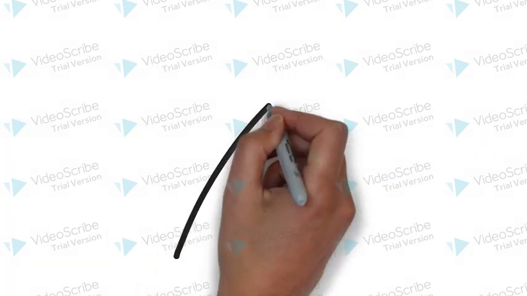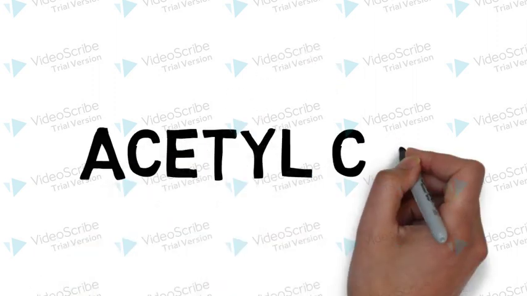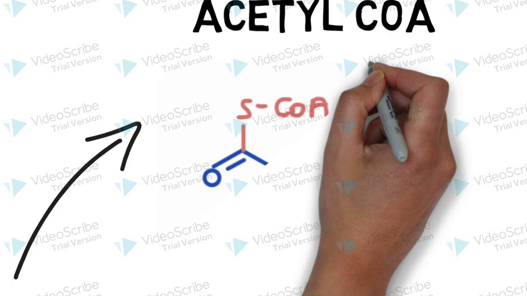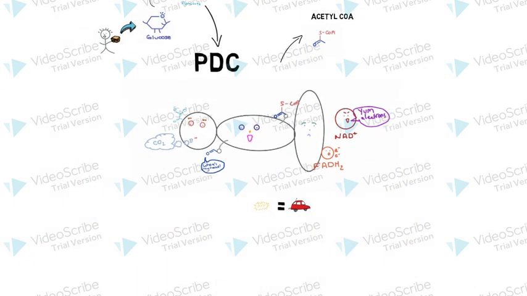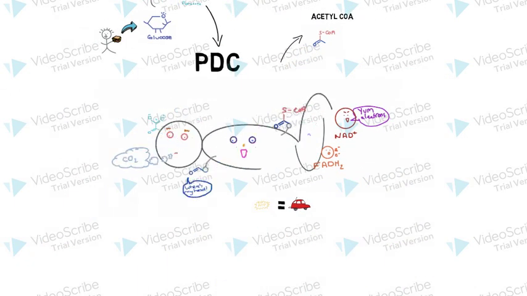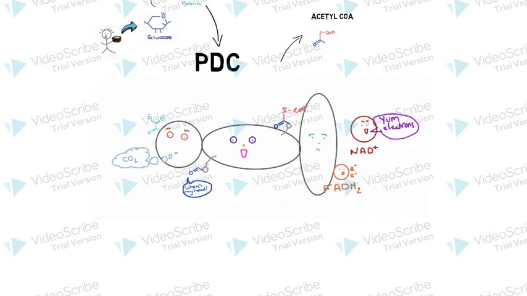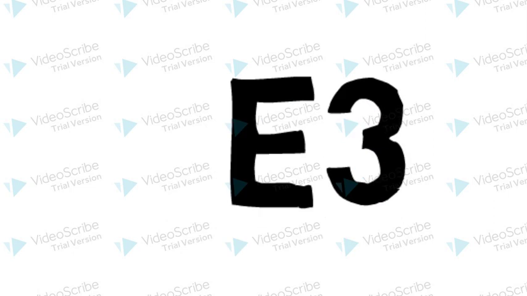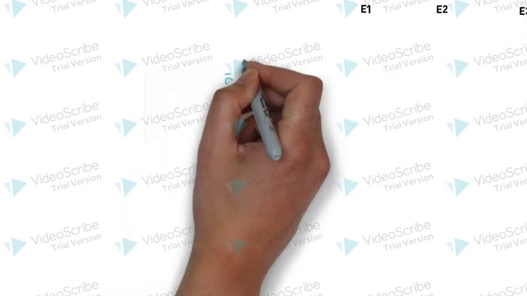The PDC takes pyruvate and converts it into a 2-carbon molecule called acetyl-CoA, which can then go through other processes and end up making ATP for energy. Here's how the PDC works. There are 3 main components of the PDC, E1, E2, and E3. Each have an important role in creating acetyl-CoA.